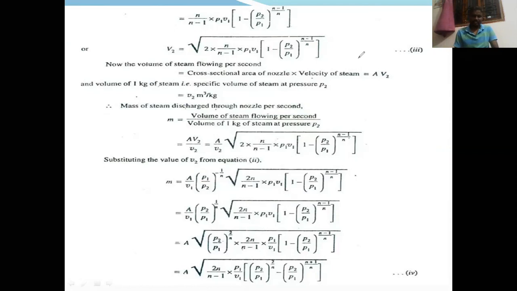Finally we got the v2 value, that is nothing but the velocity of the steam at the exit. V2 is equal to under root 2 into n by n minus 1 into p1 v1 into 1 minus p2 by p1. This is the final value of v2. But here we are supposed to find the mass discharge of the steam, not the velocity of the steam.